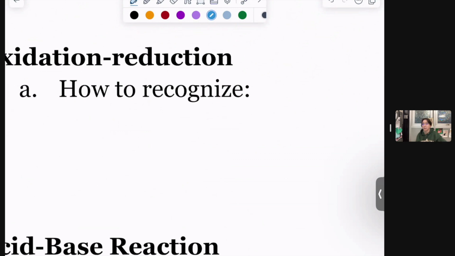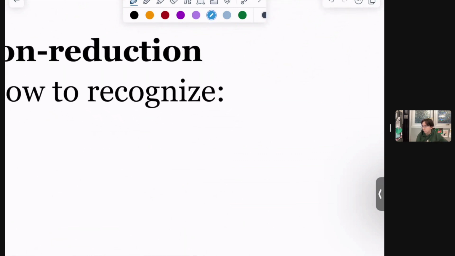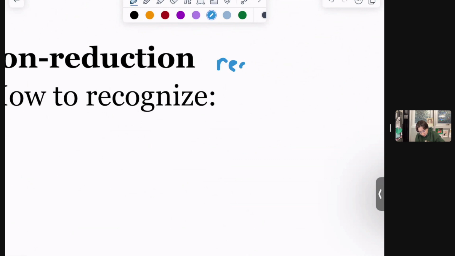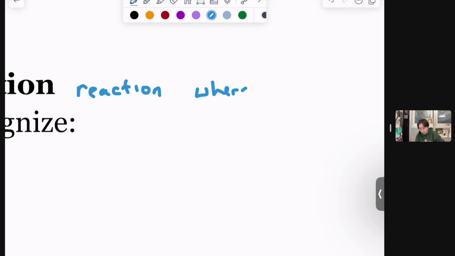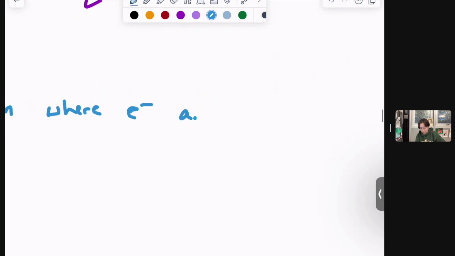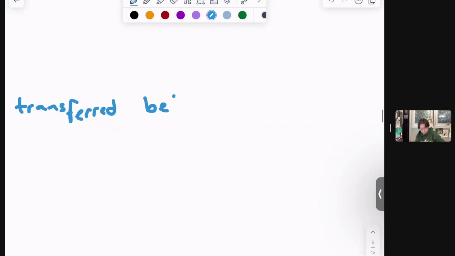Okay, redox. Oxidation reduction. Again, we'll spend much more time on this, but it is defined by a reaction where electrons are transferred between species. So one thing is going to be losing electrons, the other thing is going to be gaining electrons. This is not the same as an ionic bond. I want to be super clear about that.